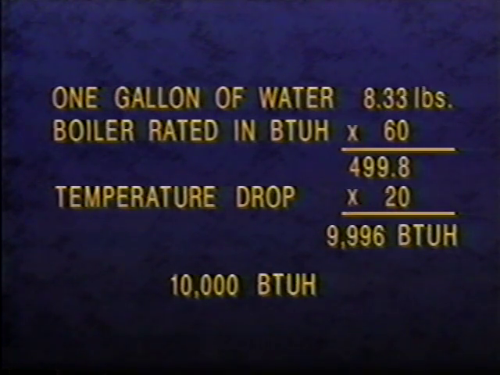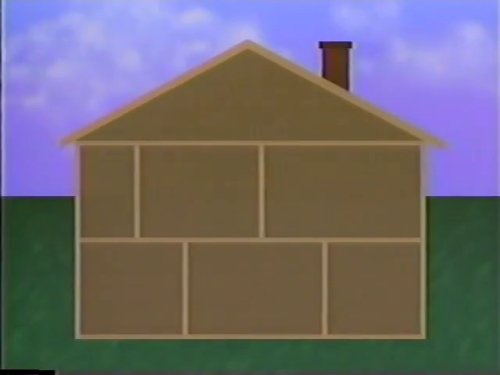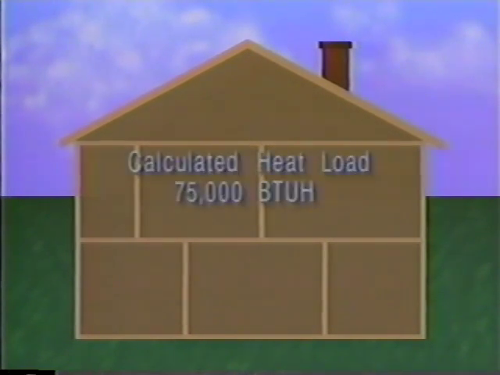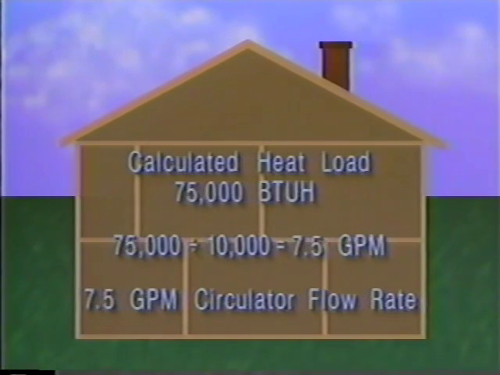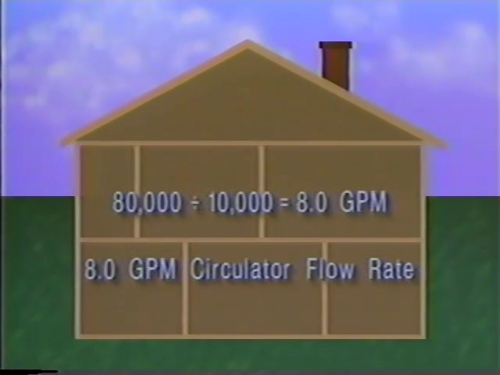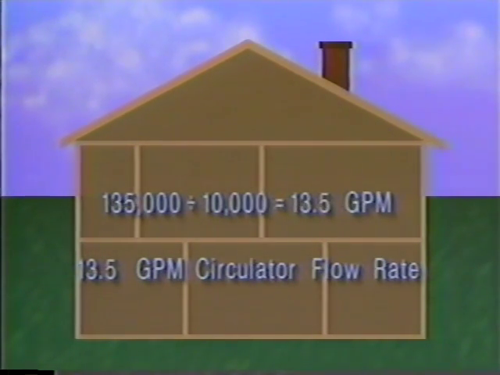This figure, 10,000 BTUH, is the industry standard that is applied to determine the gallons per minute requirements for residential hydronic heating systems. If a home's total heat loss has been calculated and determined to be a heating load of 75,000 BTUH, divide by 10,000. This number, or 7.5 GPM, is the required flow rate for your boiler. An 80,000 BTUH boiler has an 8 GPM flow rate, and a 135,000 BTUH boiler would require a 13.5 GPM circulator.